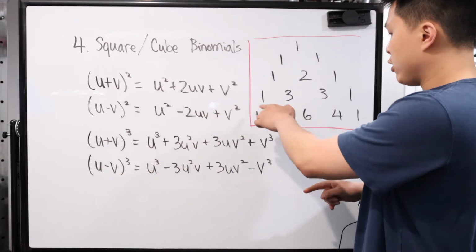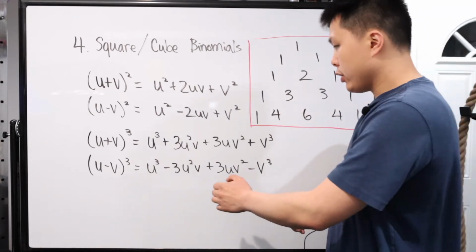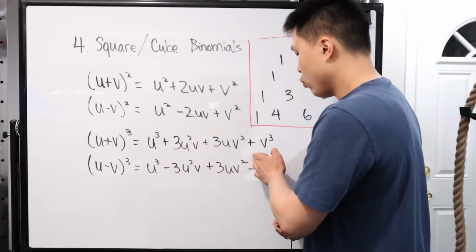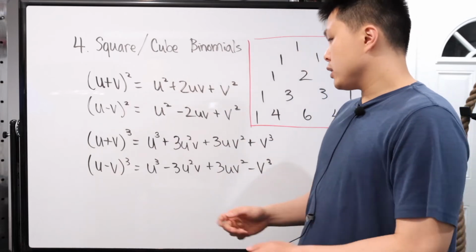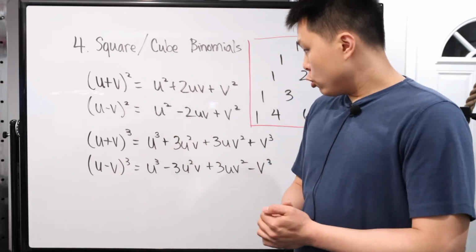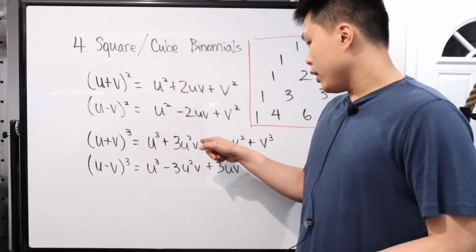Because the next row right here is going to be 1, 3, 3, 1. Well, there you go. 1, 3, 3, 1. And of course, at this point, your exponent sort of varies. You have your cube, then this one loses 1 and this one gains 1.